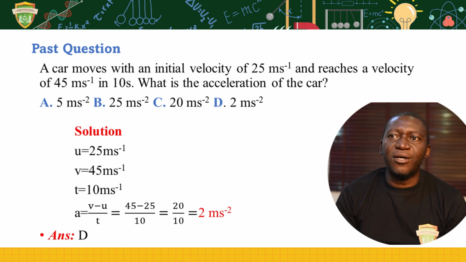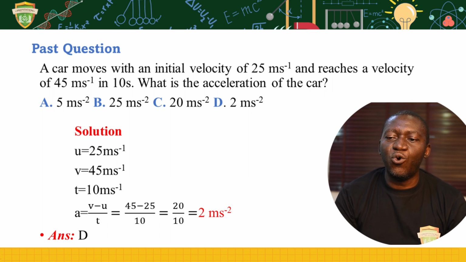So if you put that equation into perspective, and from what you have been provided, we have u, which is 25 meters per second, v, which is 45 meters per second, and t, which is 10 seconds. So if we input these values into our equation, we are going to see that a is equals to v minus u all over t, which is 45 minus 25 over 10, which will give you 20 divided by 10. 20 divided by 10 will be 2 meters.